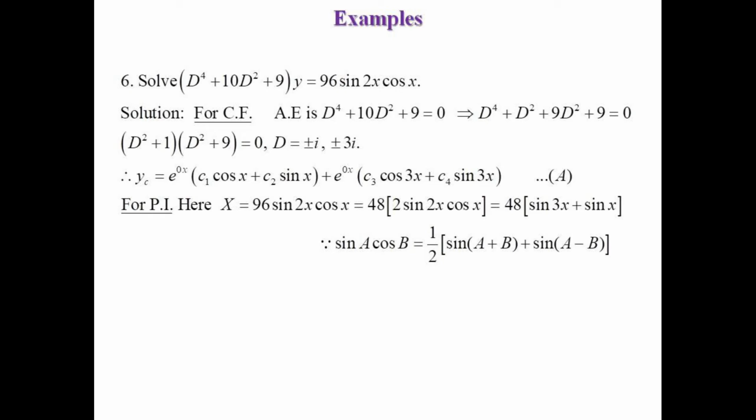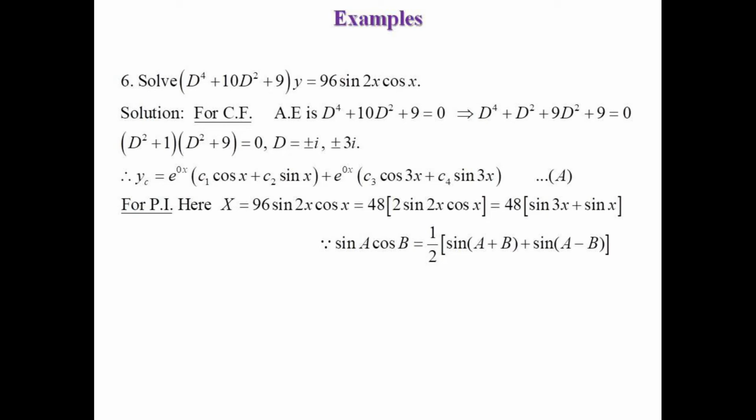But we can easily convert this into our standard form by applying some basic results. Our aim is to convert this term into a single sin or single cos term. For this, we apply the formula sin a cos b is equal to 1 upon 2 into sin of a plus b plus sin of a minus b. Applying this to the right hand side of the linear differential equation, we get the value of capital X as 48 into sin of 3x plus sin of x.